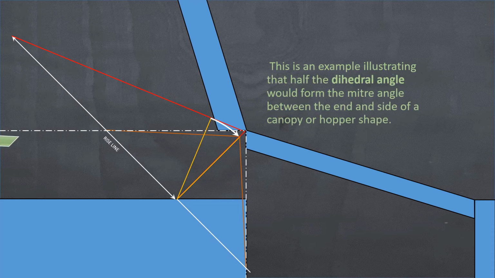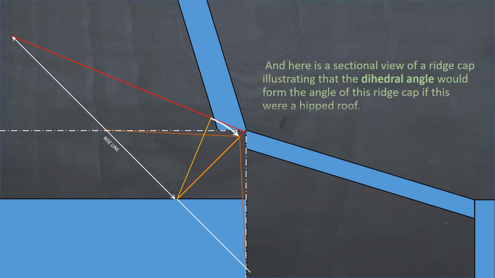This here is an example illustrating that half the dihedral angle would form the mitre angle between the end and side of a canopy or a hopper shape, if that's what you're developing instead of what we're doing in this case, which is a saw stool. But I wanted you to see the relationship across into other areas of carpentry joinery.